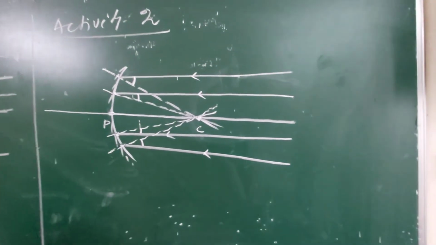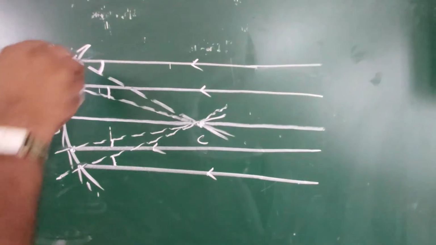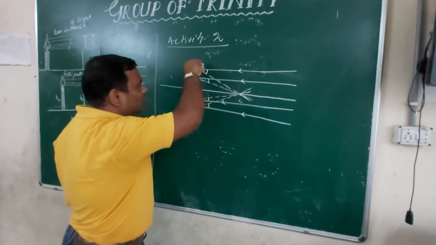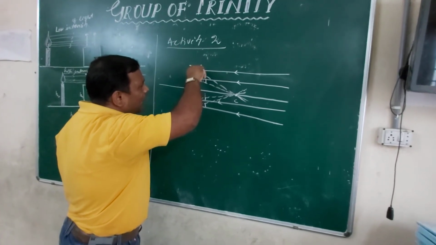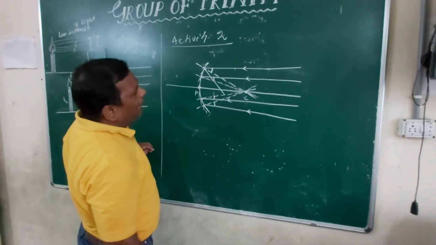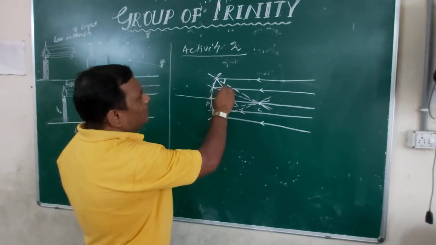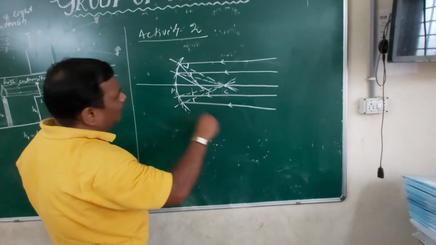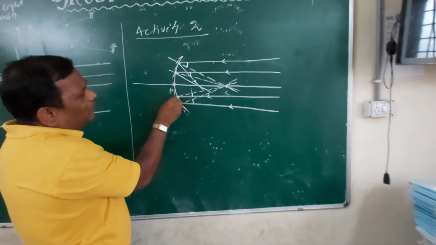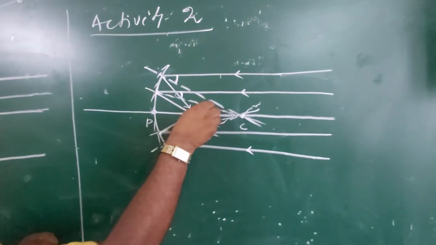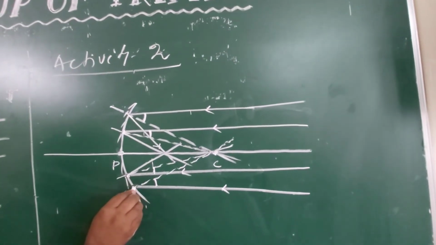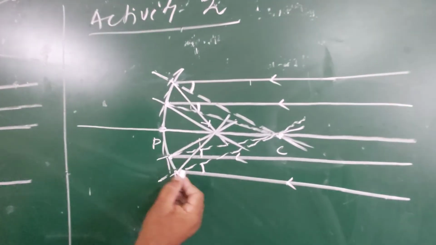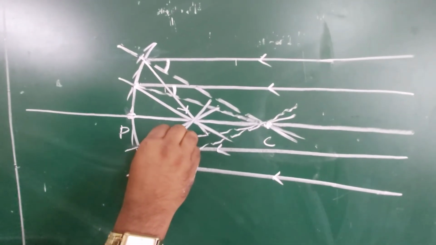According to the law of reflection, which I already taught you, the angle of incidence is equal to the angle of reflection. So the reflected light ray will rebound back with the same angle of incidence. This is the angle of incidence, then the reflected light ray rebounds back with the same angle. Again and again, the reflected ray rebounds with the same angle. Clear?